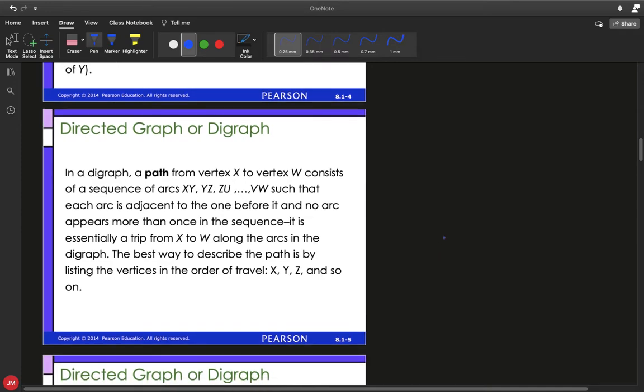All right, so then let's talk about what a path is. So in a digraph, we're going to say that a path from some vertex x to a vertex, let's just call it w, is going to consist of a sequence of arcs from x to w, where each arc is adjacent to the one before it, and no arc appears more than once. So it's not as if you're just going to repeat arcs, you're looking to make a trip. Now, the best way to describe that is just to list the vertices in their order of travel. In other words, x to y to z and so on until you get to your end point.